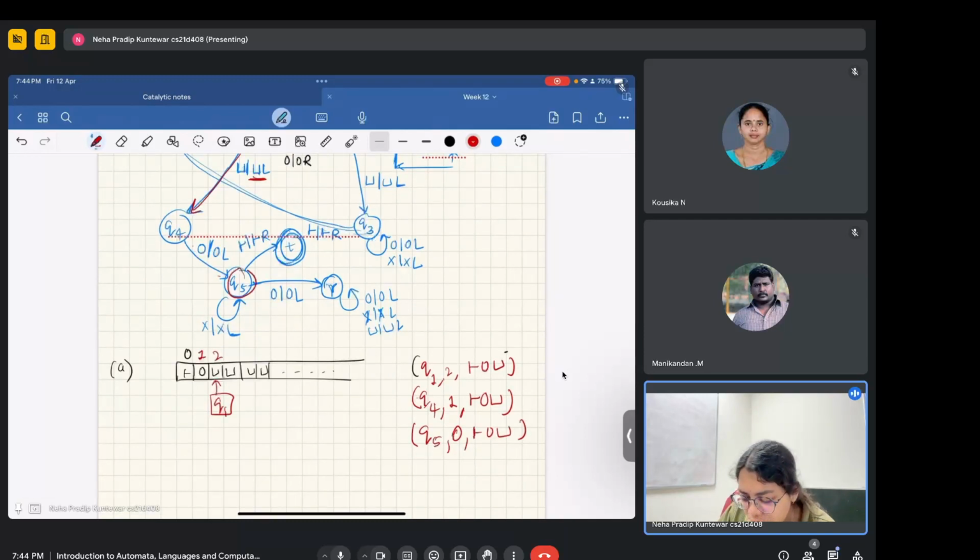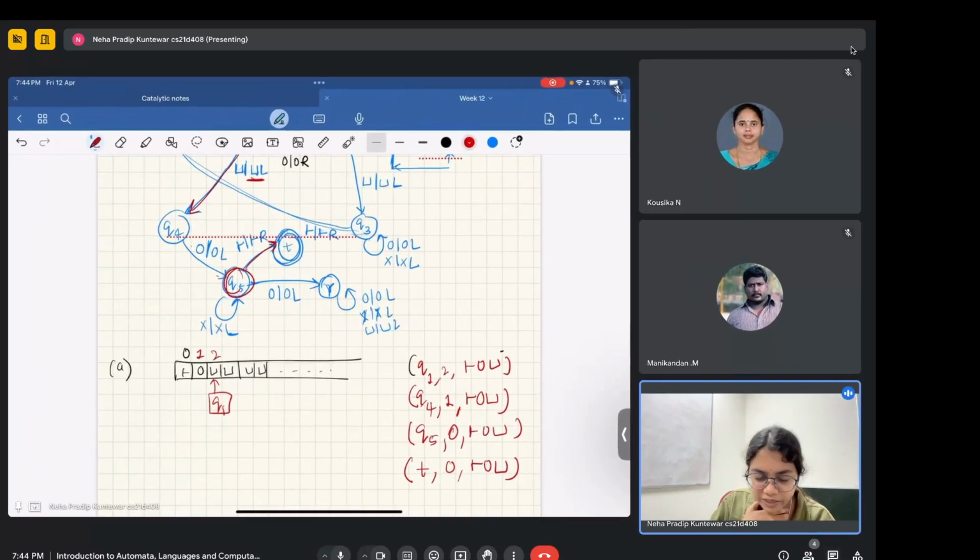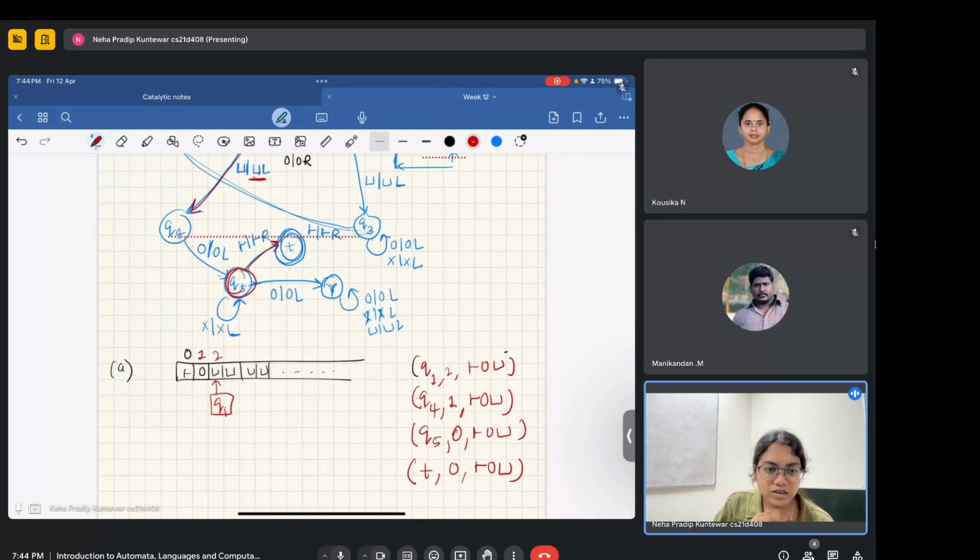Then from q5 you say that if you see the left hand marker, which is because we moved to the left, then you go to t. Then it doesn't matter what cell you are in, you are just going to stay there. So this is the set of configurations. I think your answer in the chat is quite there, just that we have written each and every set of configurations, and once it reaches T, it is going to stay in T.